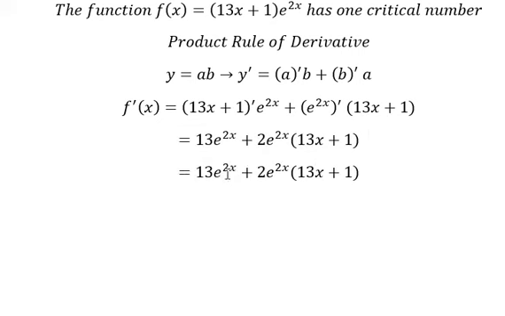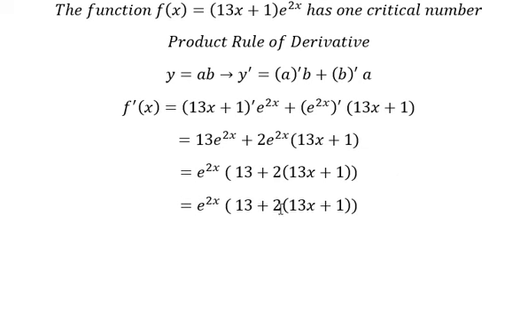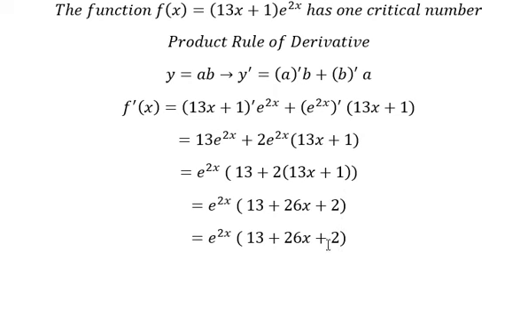Now we have e to the power of 2s, e to the power of 2s. We can do factorization. This one we have 26s plus 2. Number 13 and number 2, we have 15.